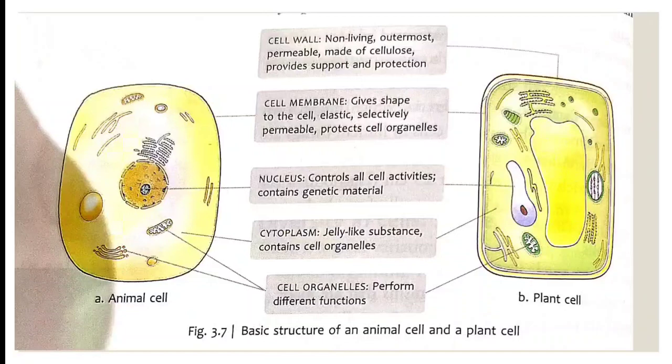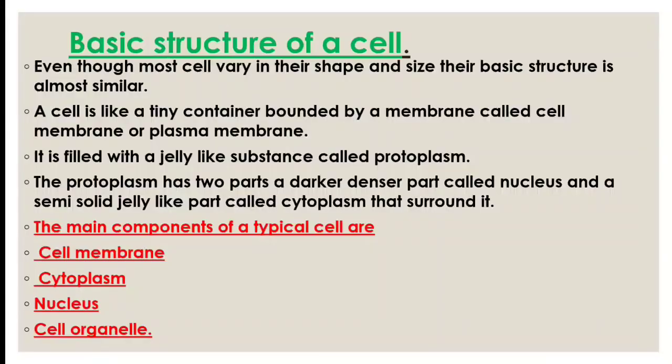As you can see in the diagram, the protoplasm is the jelly-like substance. It is divided into two parts. One part is nucleus, the inner denser part, and the outer part is called cytoplasm, which is again a jelly-like substance, and it contains cell organelles. What are cell organelles? We are going to study later. The main components of a typical cell are cell membrane, cytoplasm, nucleus, and cell organelles.